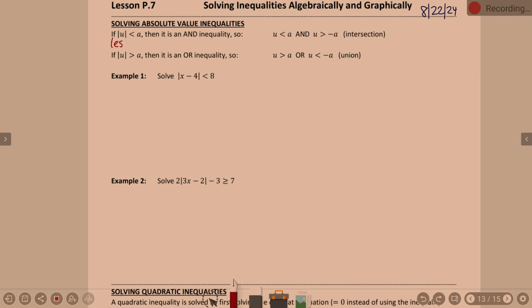My little trick is when you see the less than sign, you kind of emphasize it. It's a less than sign. So you're always going to use an AND when you write this statement. As opposed to if it is a greater than sign, well, now you change it into greater. And so that's always an OR statement.